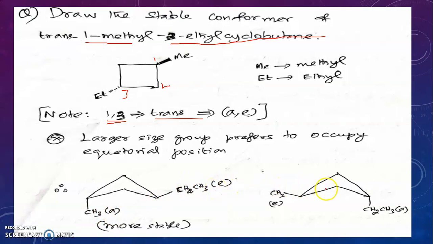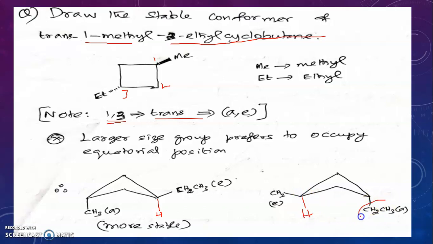The other possible conformation is to place the ethyl group in axial and the methyl group in equatorial. This is another possible conformation. But among the two, which is more stable? Since this group is axial, there will be a 1,3 axial interaction between the methyl group and hydrogen, and here we have a 1,3 axial interaction between the ethyl group and hydrogen.